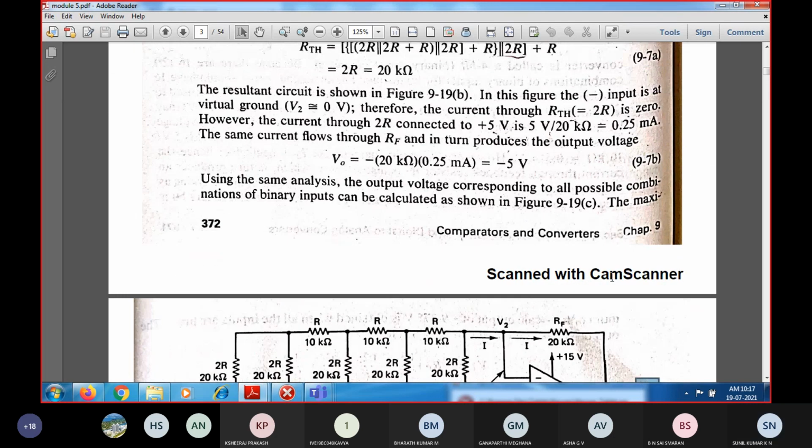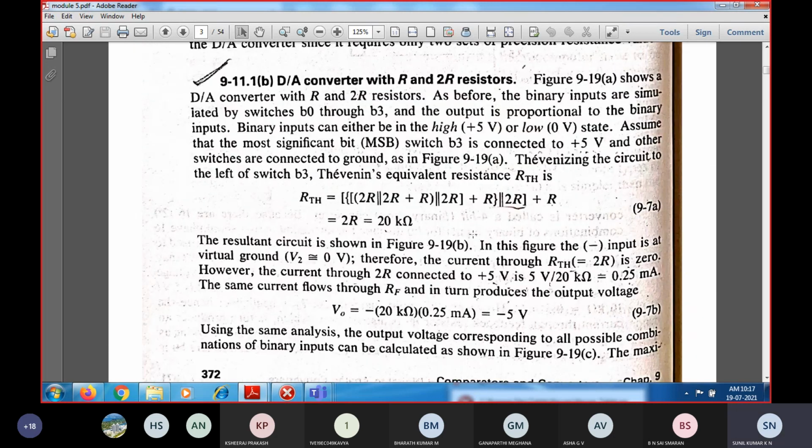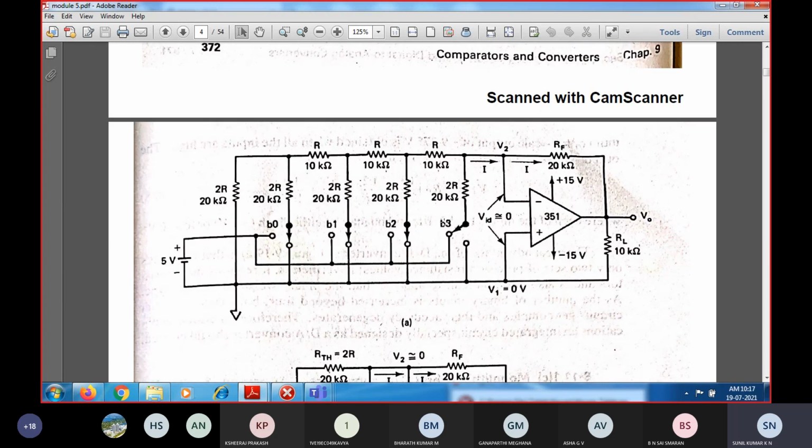Suppose we see the bit position 3, switch B3, connected to plus 5 volts. That means if the B3 position is connected to plus 5 volts, and the rest of the bit positions, B2, B1, B0, are connected to ground, then this will be connected to plus 5 volts. Correspondingly we need to find out the equivalent resistance up to here, then find the value of this, and find the amount of current that is flowing.